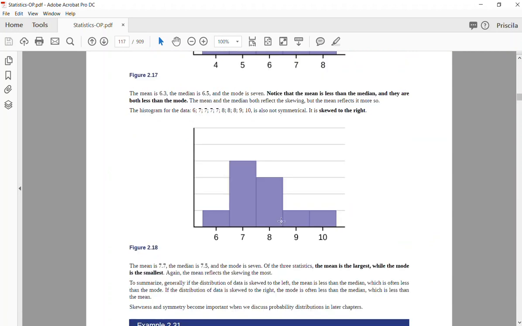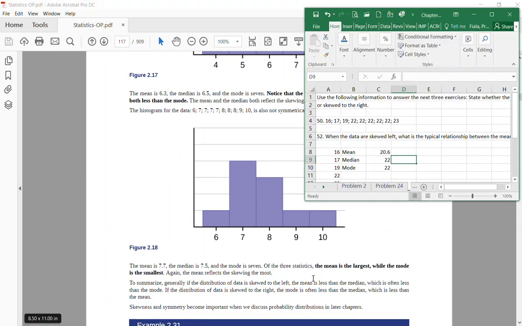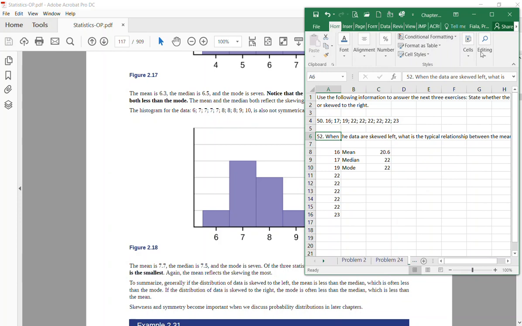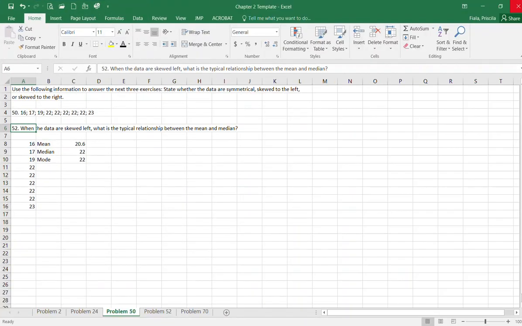Then you can keep going after that. You can also test it: is the mean the largest? Is the mode the smallest? Then you can rule this out. And once you figure out the answer for 50, you can tell me exactly what data skewed to the left looks like, what the relationship between the mean and the median is, and what it means. I hope this can help you.